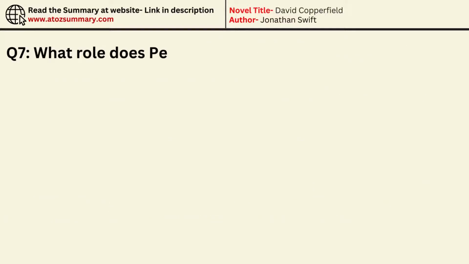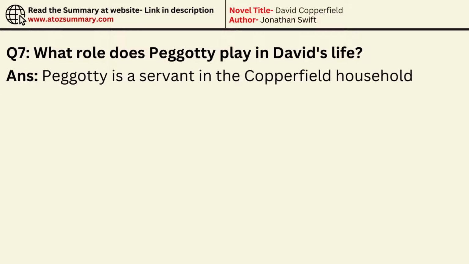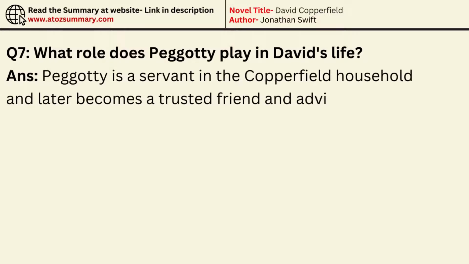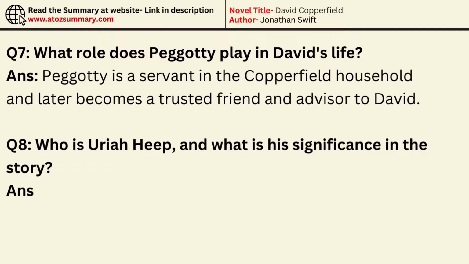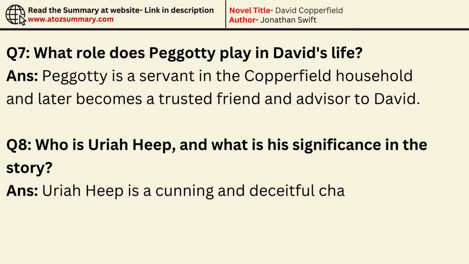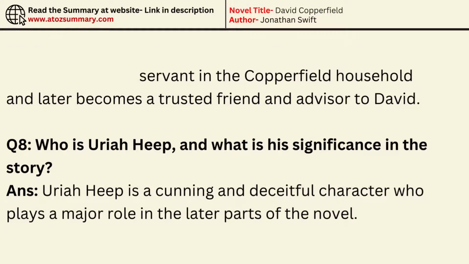What role does Peggotty play in David's life? Peggotty is a servant in the Copperfield household and later becomes a trusted friend and advisor to David. Who is Uriah Heep, and what is his significance in the story? Uriah Heep is a cunning and deceitful character who plays a major role in the later parts of the novel.